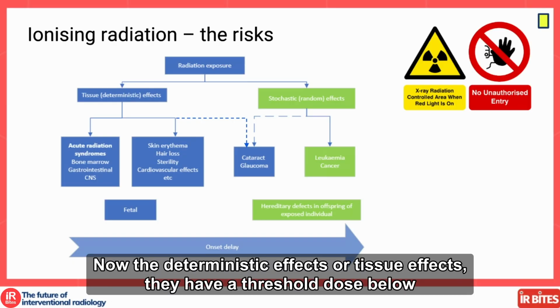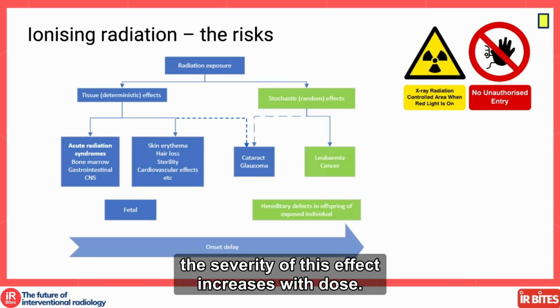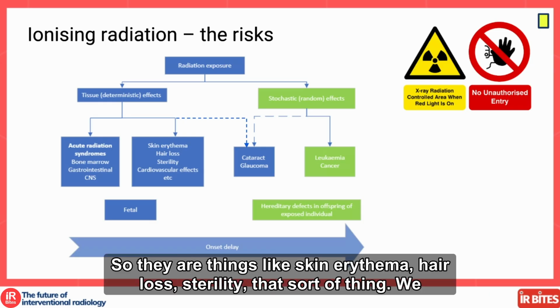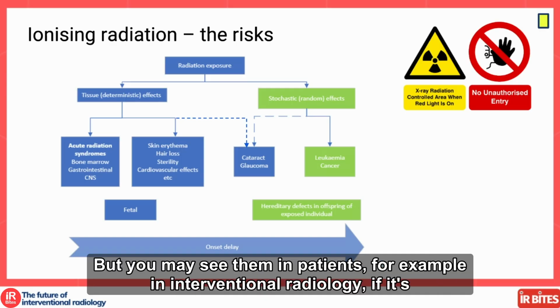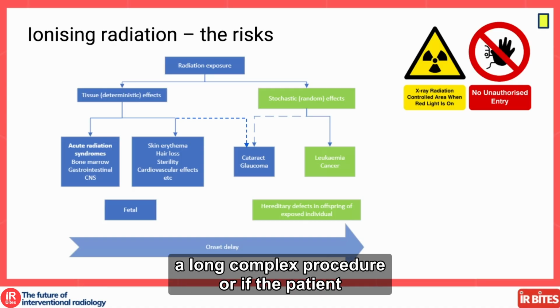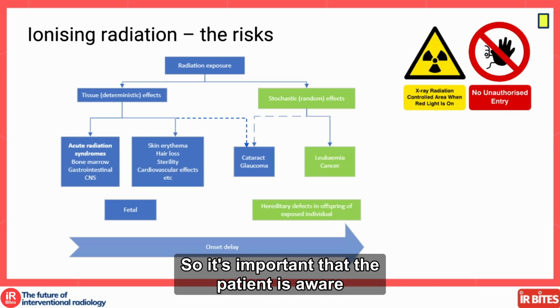Now, the deterministic effects or tissue effects have a threshold dose below which you won't see that effect, and above which the severity of the effect increases with dose. They are things like skin erythema, hair loss, sterility, that sort of thing. We don't ever expect to see those effects in members of staff, but you may see them in patients. For example, in interventional radiology, if it's a long, complex procedure, or if the patient is quite large, you can see skin erythema. So it's important that the patient is aware of that beforehand if it is a potential risk.